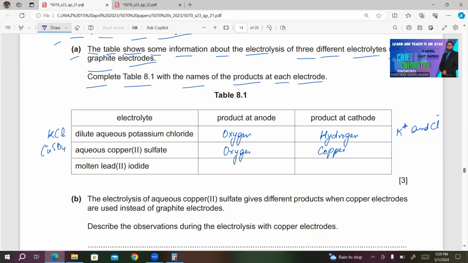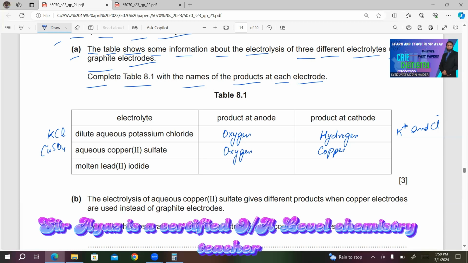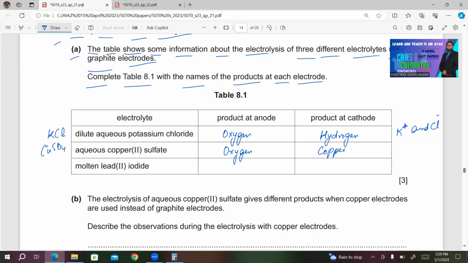If you have copper electrode, then you will be getting the dissolving of copper anode instead of this oxygen gas. Molten lead 2 iodide, it is PbI2. There aren't any H+ and OH- ions because it is not aqueous solution. So you will get iodine at anode and lead at cathode.